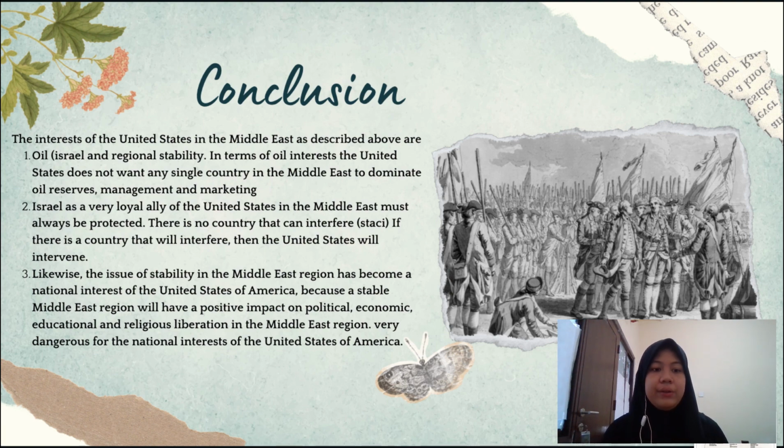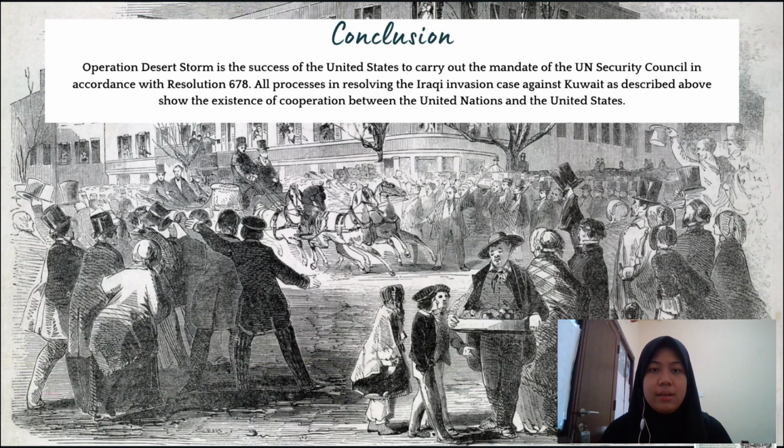After all, as we know, Iraq is the second largest crude oil producer in OPEC after Saudi Arabia. Second, Israel is a very loyal ally of the United States in the Middle East, so it must always be protected. There is no country that can interfere. If there is a country that will interfere, then the United States will also intervene. Third, likewise, the issue of stability in the Middle East region has become a national interest itself of the United States of America, because an unstable Middle East region can threaten the national interest of the United States of America.